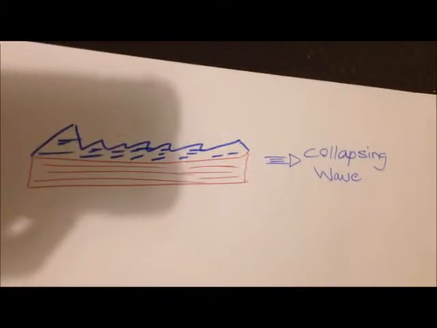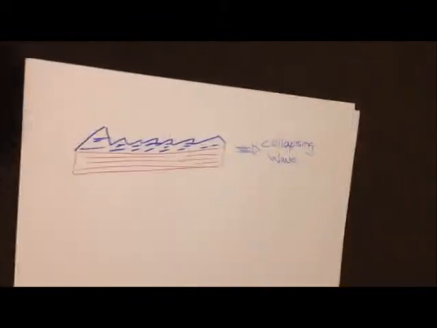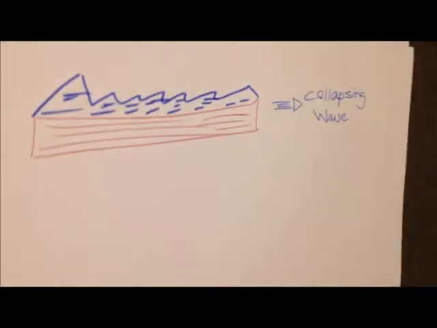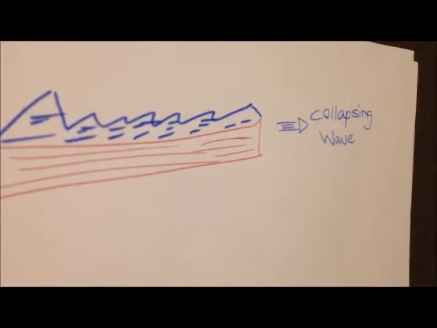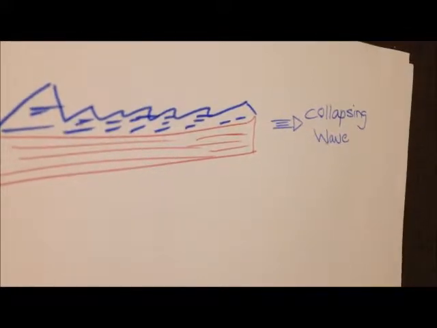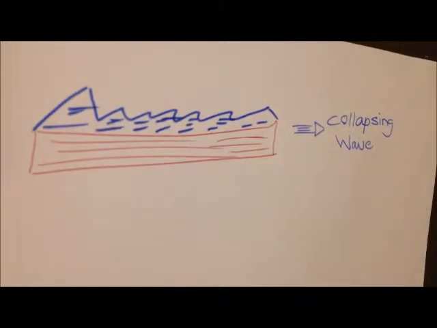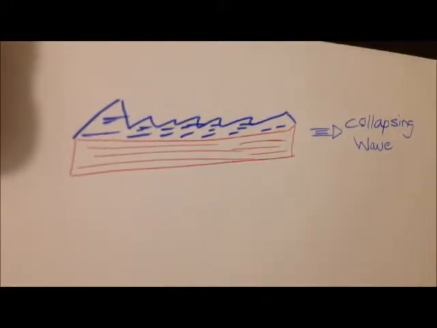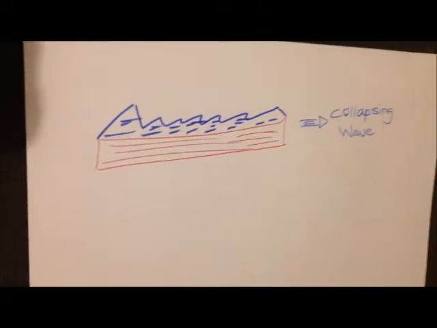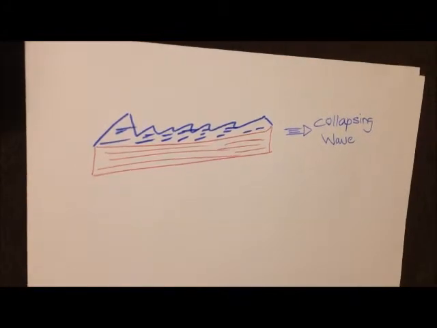Next one is the collapsing wave. Collapsing wave is a quantum mechanics wave function. Collapsing is when a wave function initially in a superposition of several states reduces to a single state.